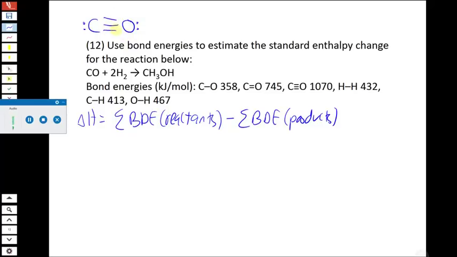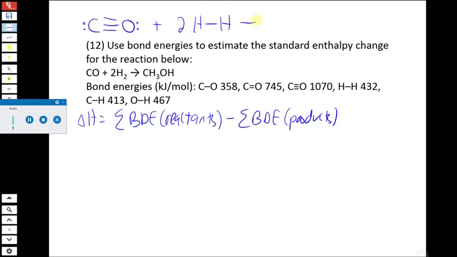So carbon monoxide, which is helpful to remember, has a carbon-oxygen triple bond, probably the only common compound that has a carbon-oxygen triple bond at all. All right, so this one's a triple bond, so we had to know that. 2H2, of course, is just a single bond between the 2 hydrogens.